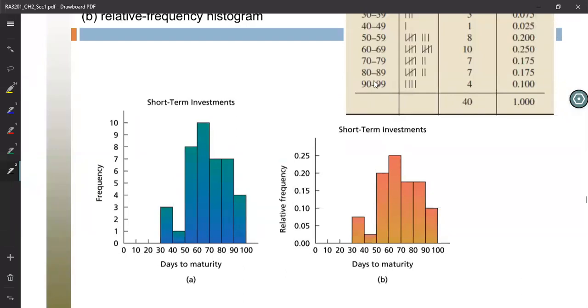Okay, I have a question. Madam, I couldn't understand the two lines drawn at the front.